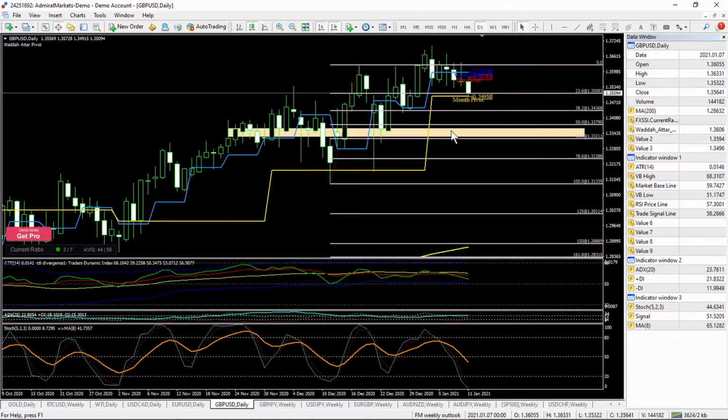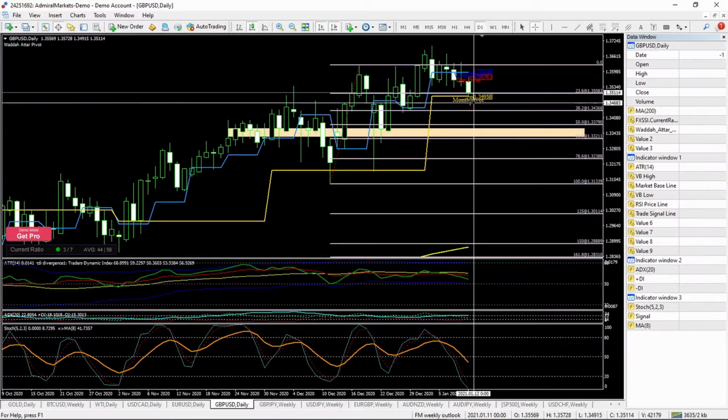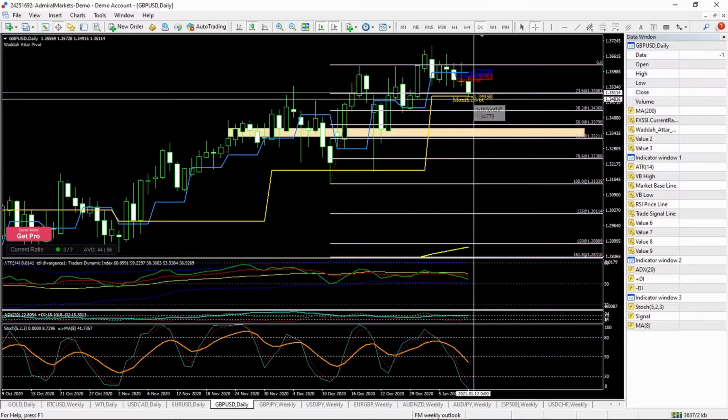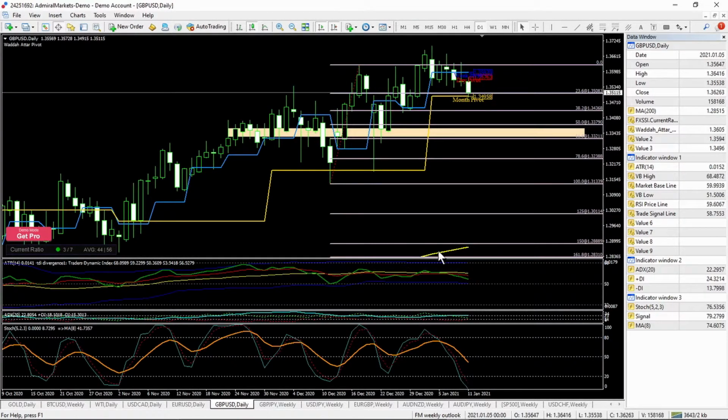That's where I would place my first target, and there could be a second target down here, but that's where I would place my target. And that would be about, if this comes below, depending on where this actually begins over here, it's about 134 pips.